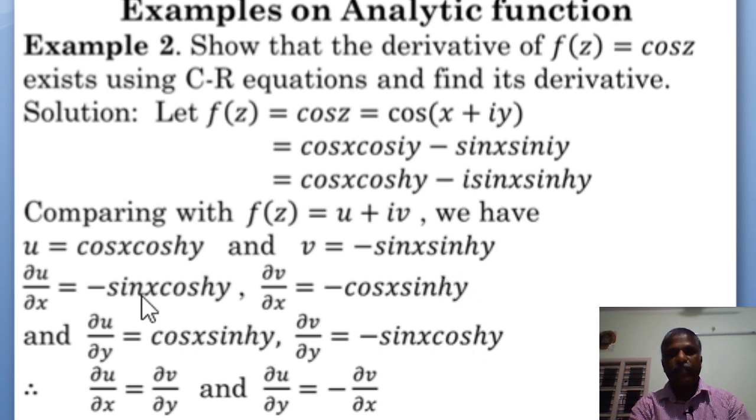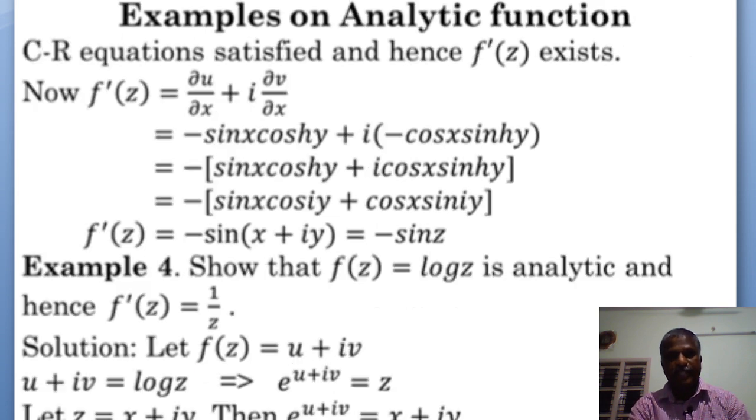So by observing here we have ∂u/∂x = ∂v/∂y, that is -sin x cosh y, and similarly ∂u/∂y = -∂v/∂x. So the CR equations are satisfied, the function is analytic. Next we have to find the derivative of f(z), that is cos z.